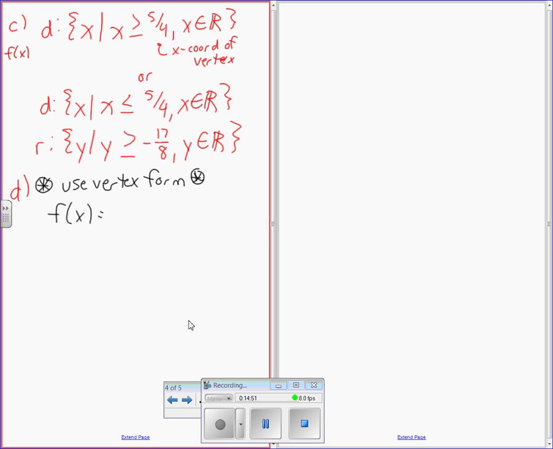So f of x is going to be 2. What was the original function? 2 bracket, I can't remember, x minus 5 over 4 squared minus 17 over 8.